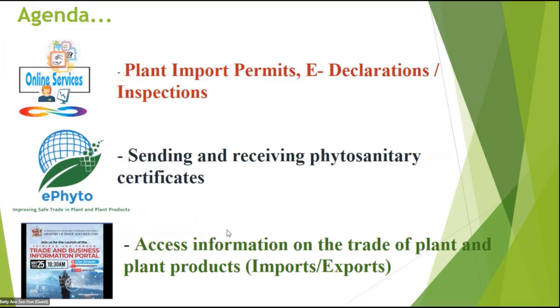Our agenda, we will look at some of the online services that Plant Quarantine offers, which includes the plant import permit, the e-declaration and the inspections, the ePhyto, which involves sending and receiving phytosanitary certificates, as well as the Trade and Business Information Portal, which gives an insight in terms of how to access information on the trade of plants and plant products into Trinidad.